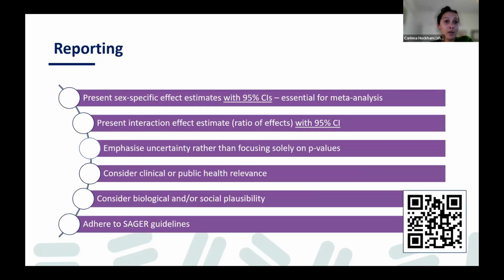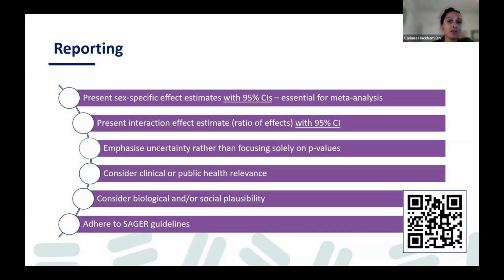Finally, the reporting phase, just a few recommendations for how to report sex and gender interaction analysis. First, it's important to always present sex or gender specific effect estimates together with their 95% confidence intervals. You can do this either in the main text or in the supplementary material, but it's really important in order for these estimates to be used in future meta-analyses.